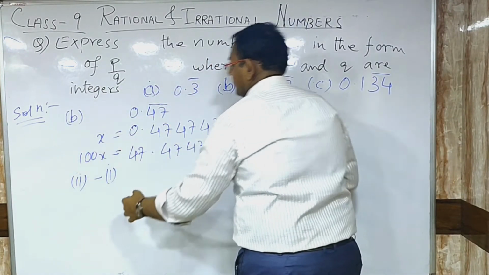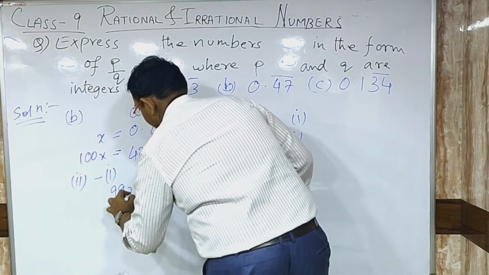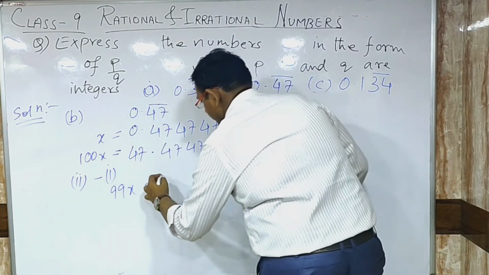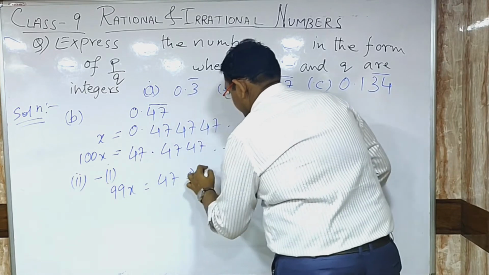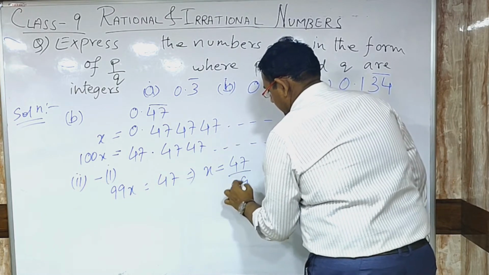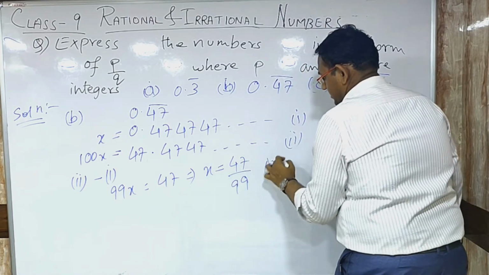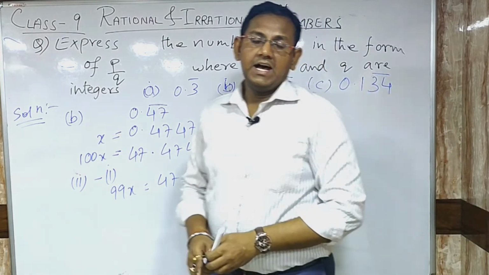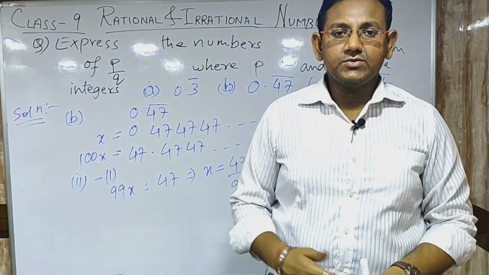So 100x minus x will give you 99x and this will give you 47. From this we are basically getting 47 by 99 over here. So this is your answer. I hope this part is very clear to you. Let us go to the third one.